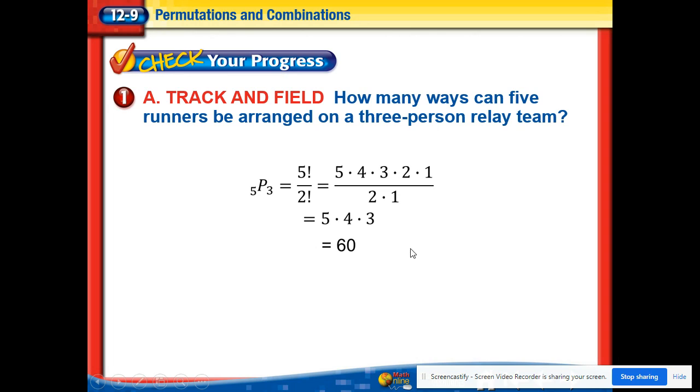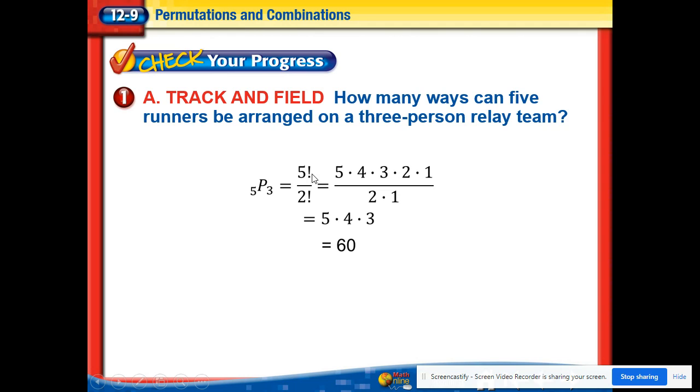All right, let's try another one that hopefully is a little better. How many ways can 5 runners be arranged in a 3-person relay? It very much matters who's going first, second, or third in a relay. So we have 5 things taken 3 at a time. We have 5 different people, and we want to take 3 of them.